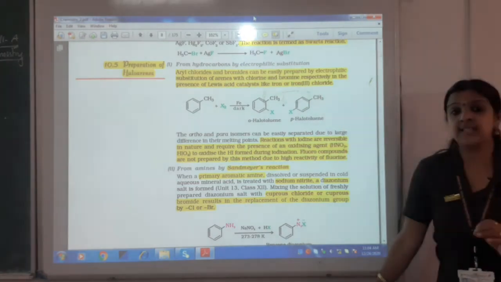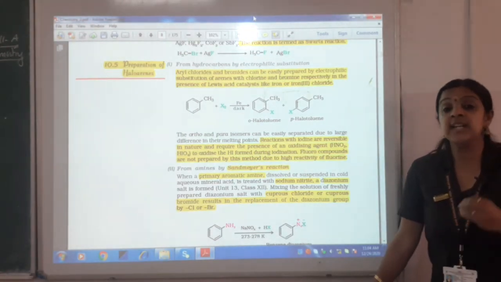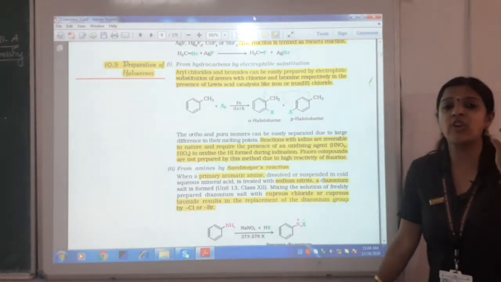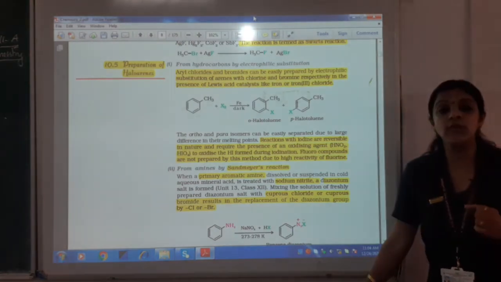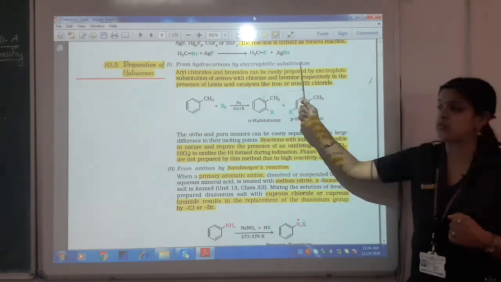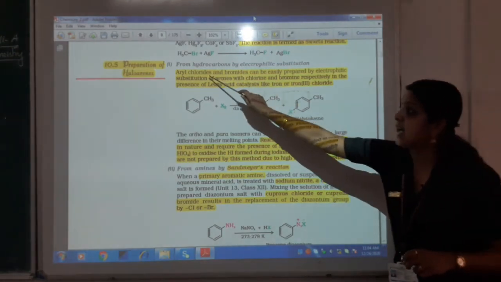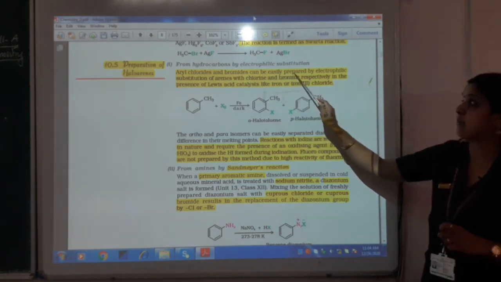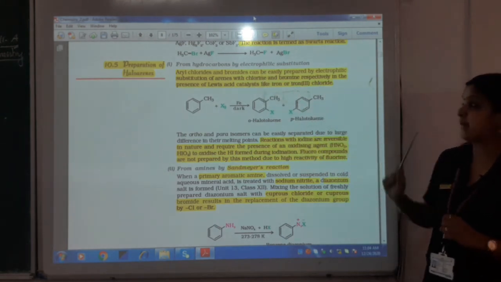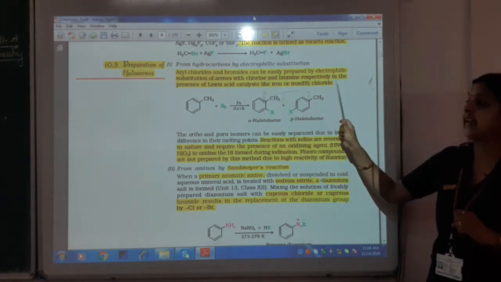If you remember, last year we were studying about electrophiles and nucleophiles. Yes children, can you recollect? Electrophiles are those which have a positive charge, that is, electron deficient species. And nucleophiles are electron rich species. So in an electrophilic substitution, an electrophile will attack an electron rich center. Aryl chlorides and bromides can be prepared by electrophilic substitution of arenes with chlorine and bromine respectively, in the presence of a Lewis acid catalyst like iron or iron chloride.